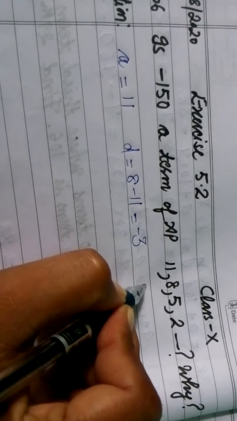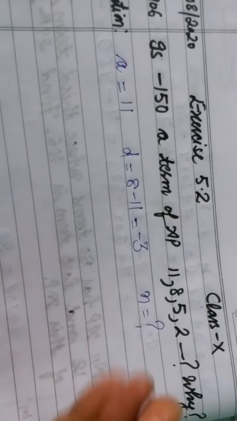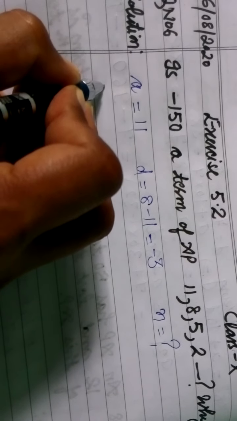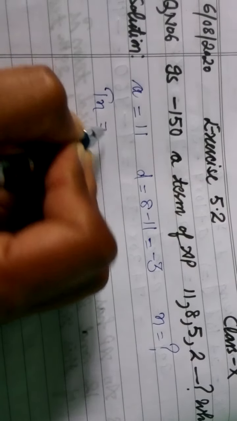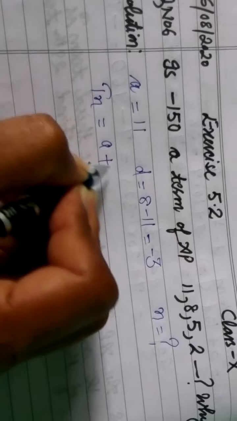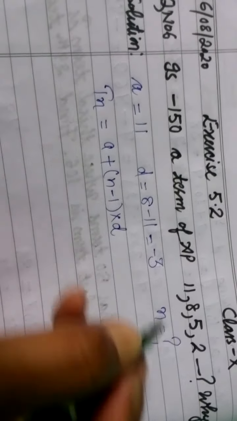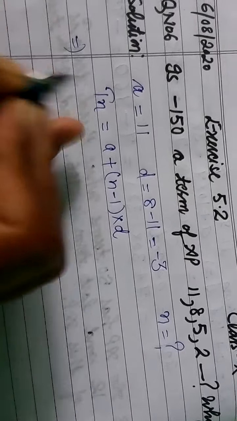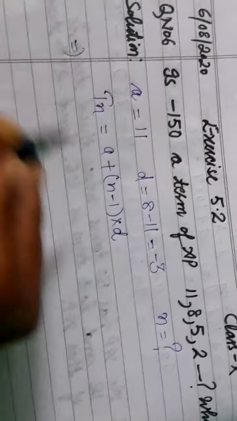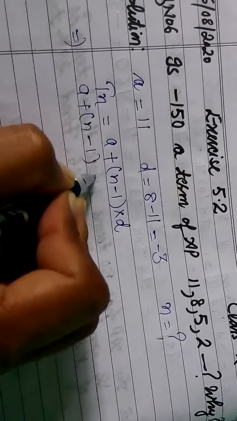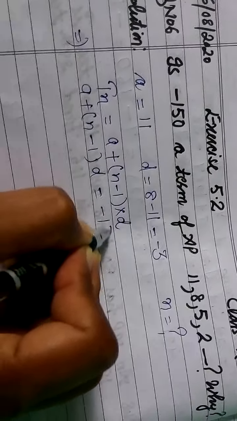And now we have to find n. Let us use the general formula. The general term Tn is A plus n minus 1 into D. Which further implies what? Tn is already given, minus 150. So A plus n minus 1 into D is minus 150.